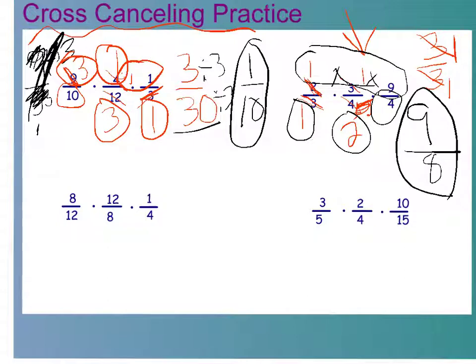All right, let's look down here. I see an 8 on top and an 8 on bottom. Perfect. Those can cancel each other. That's like 8 over 8, and 8 over 8 is the same as 1. Awesome. So those become 1s.